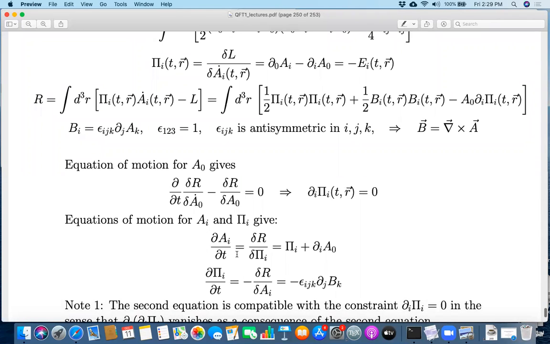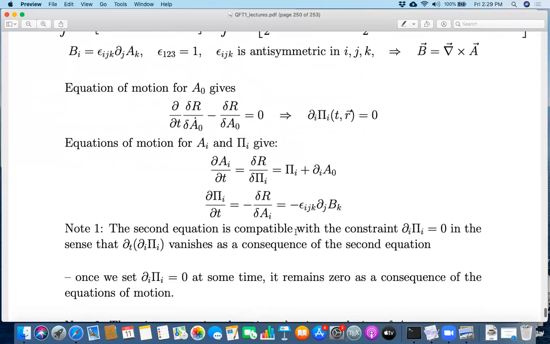So this one, del A_i del t, we are now using Hamilton's equation. So d/dt of a coordinate is the variation of the Hamiltonian with respect to the momentum, so delta R over delta pi_i. And delta R over delta pi_i you can calculate from here because there is a pi_i coming from here, and here we just do an integration by parts. So it's pi_i times del_i A_0, so that gives you a del_i A_0 factor. Okay, so that's delta R over delta pi_i. And del pi_i del t is equal to minus delta R over delta A_i. Here you have to do a little more work.